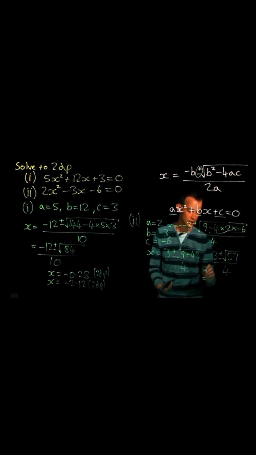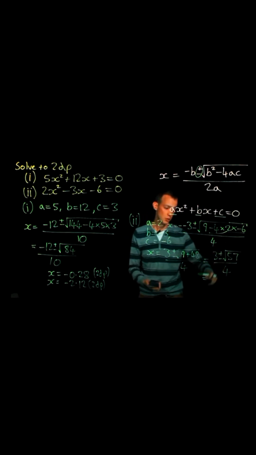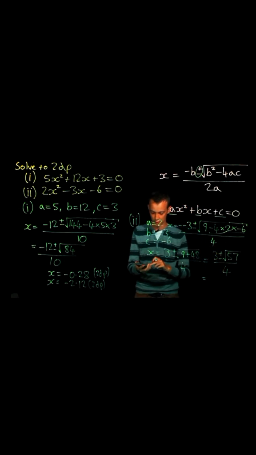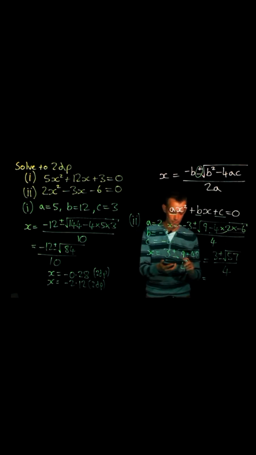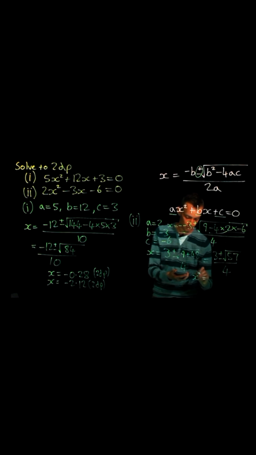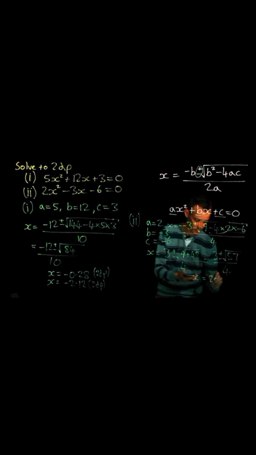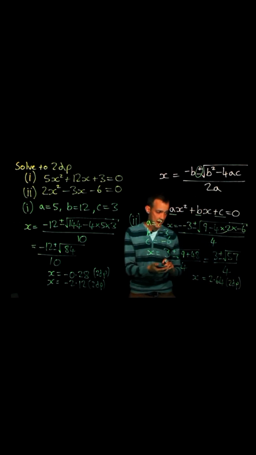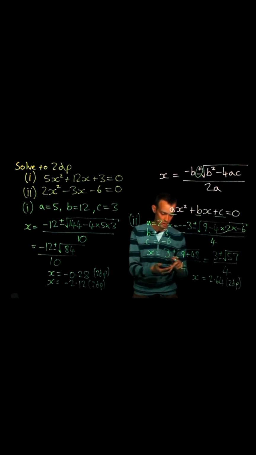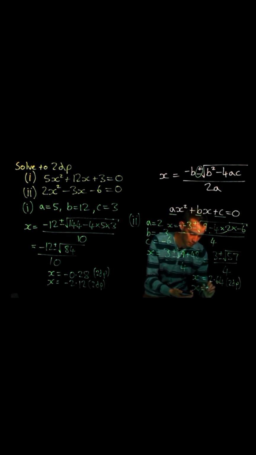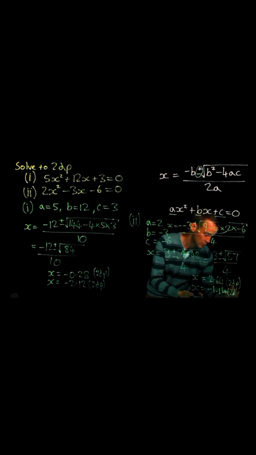So one of my solutions will be 3 plus the square root of 57 over 4. One's going to be using the minus. Let's do the plus first. 3 plus the square root of 57 divided by 4, and that means that x is equal to 2.64, and that's to 2 decimal places, like my question says. And for the other one, I'm going to be using the minus, so 3 minus the square root of 57, and I'm dividing by 4, which gives x is equal to minus 1.14 to 2 decimal places.